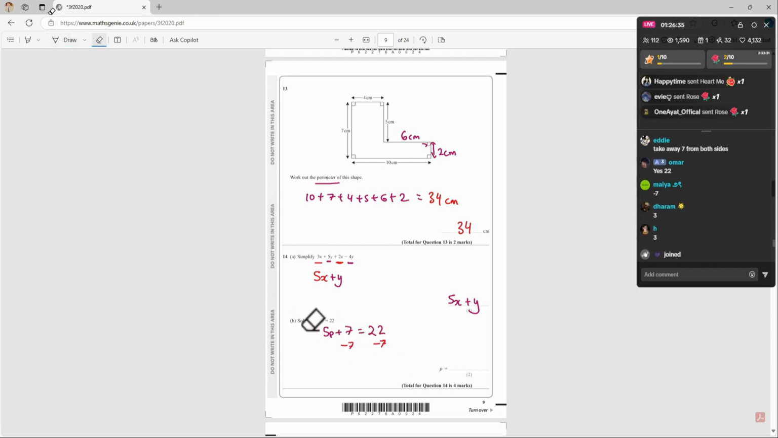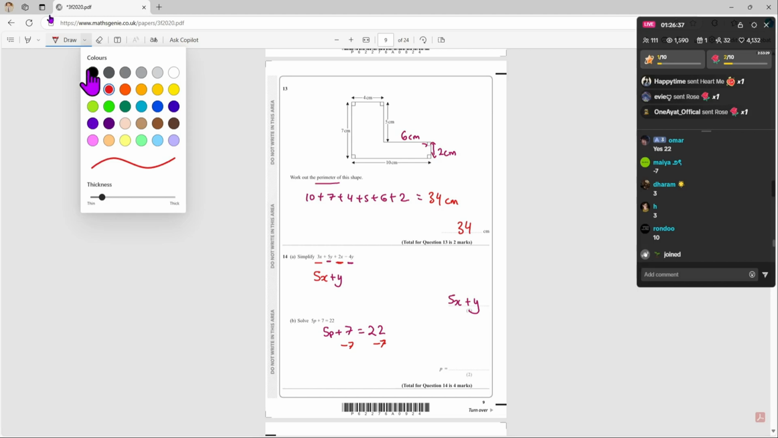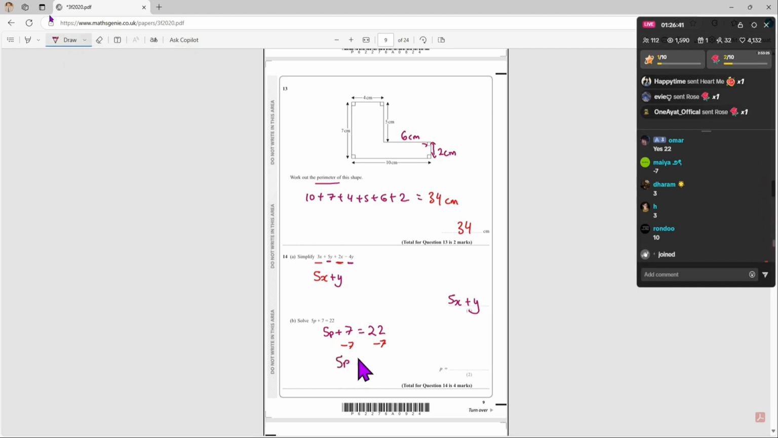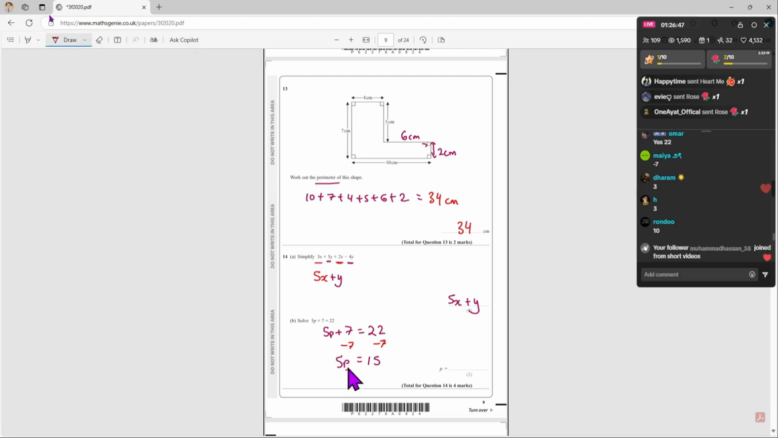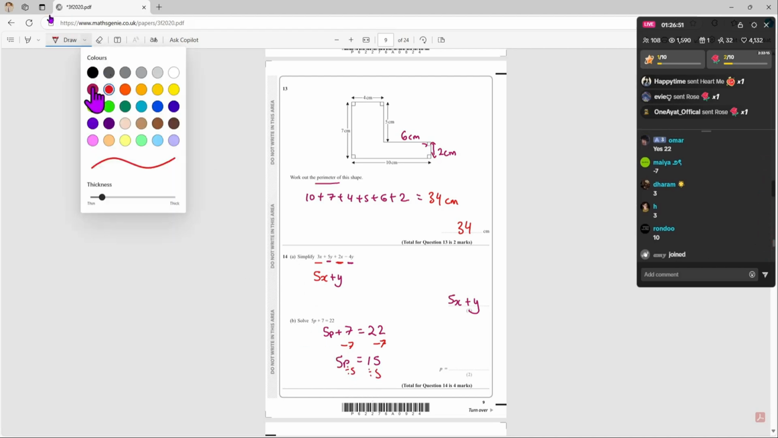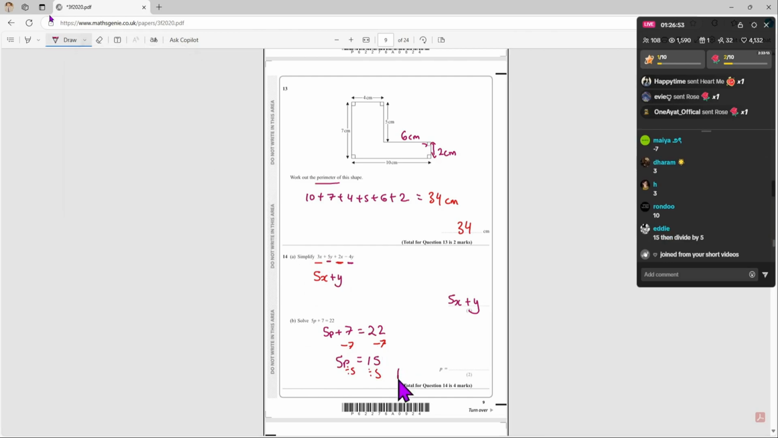And you would get 5p is equal to 15. And then you would divide by 5 on both sides. And that will give you p is equal to 3. And that will be your answer. So basically, p is equal to 3.